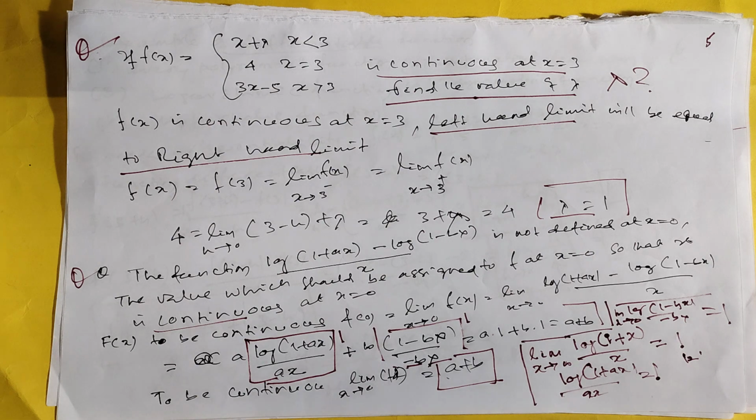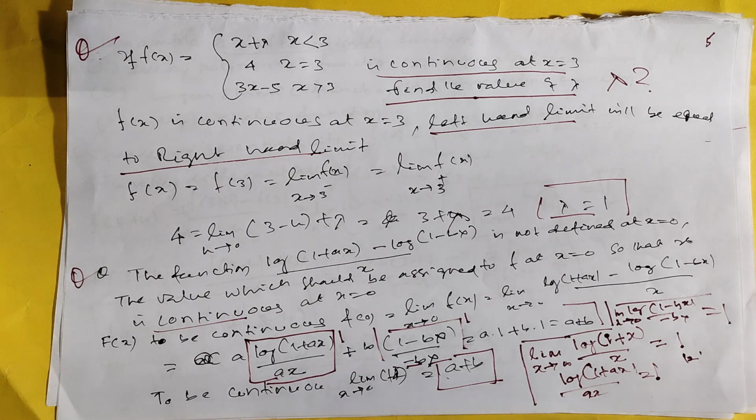So what is the left hand limit? X less than 3, so what function is coming? And what is the right hand limit? F of x at 3 plus. So 4 is coming, 3 minus h into lambda. So 3 plus lambda is equal to 4, lambda is equal to 1.